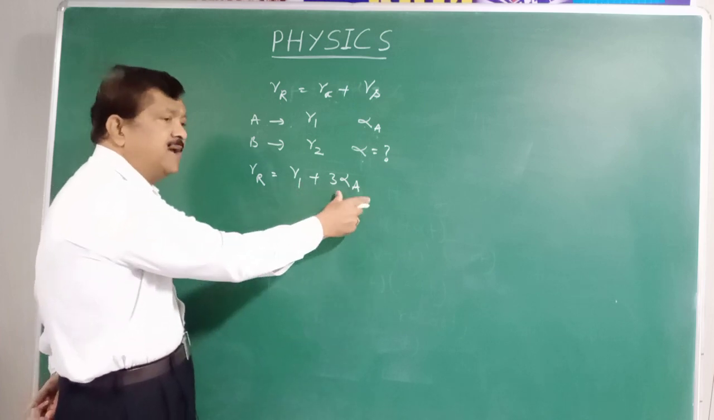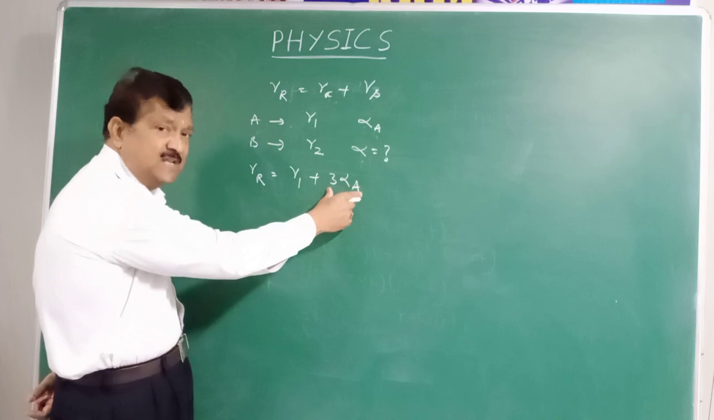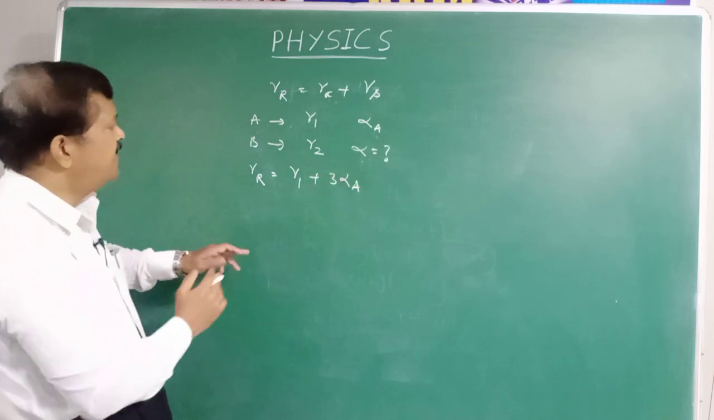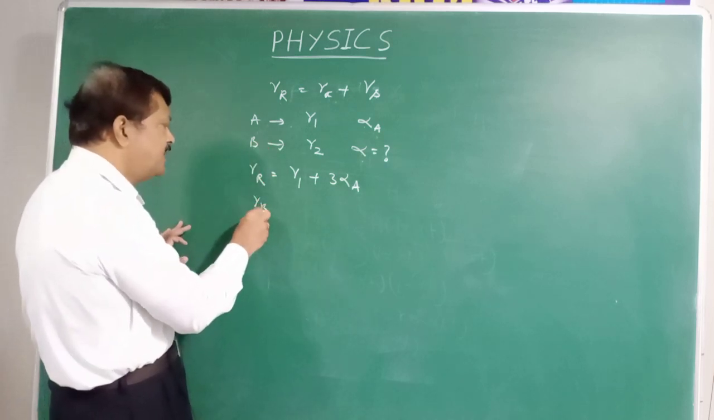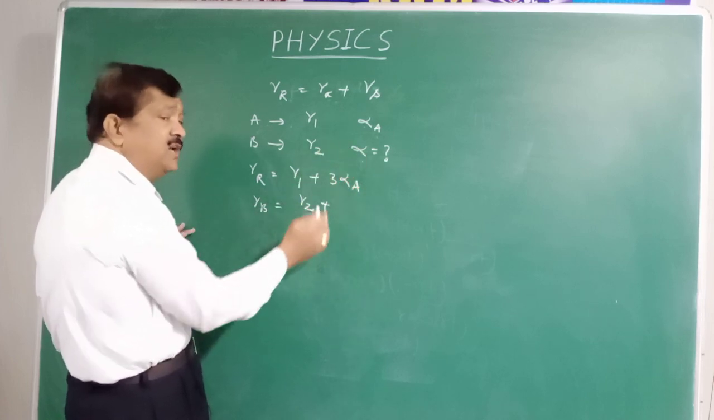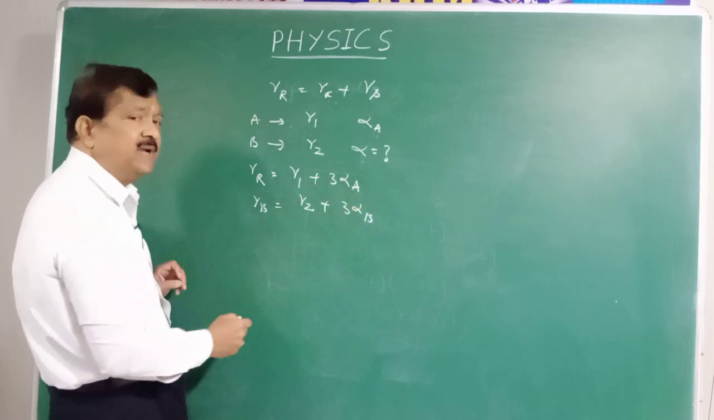Gamma 1 plus 3 alpha A. This is the coefficient of apparent expansion, and this is gamma of the solid, gamma of the container. But if you calculate the coefficient of real expansion with respect to the container B, the apparent expansion is gamma 2, and we want the value of alpha. Let us say it is 3 alpha B.